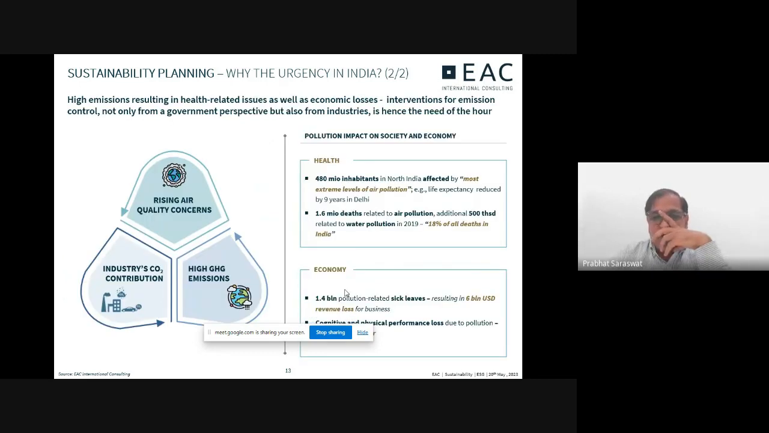Pollution has an impact on society and economy, and we know it affects health. 480 million inhabitants in North India are affected by extreme levels of air pollution, 1.6 million deaths are due to air pollution, and the impact on the economy is also bigger.